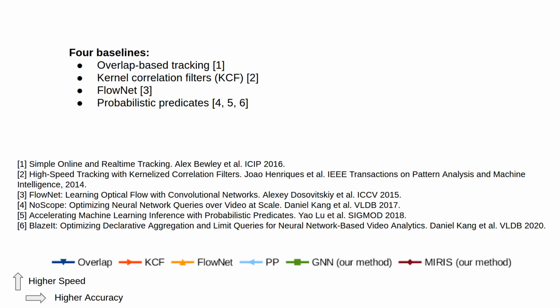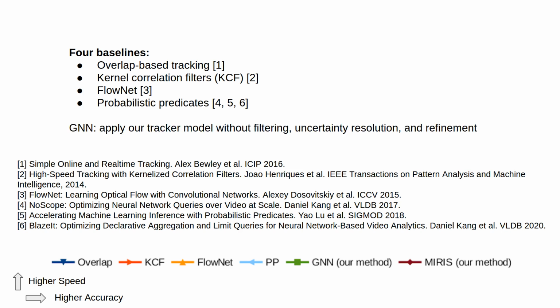Overlap-based tracking uses intersection over union scores to match detections between pairs of consecutive frames. KCF uses kernel correlation filters to update the position of detections based on visual cues. FlowNet applies a neural network model to compute optical flow and uses that flow to match detections. And probabilistic predicates uses overlap-based tracking, but applies an approximate classifier to skip segments of video where the classifier is confident that there are no tracks that satisfy the query.